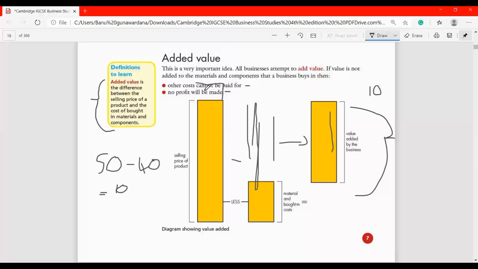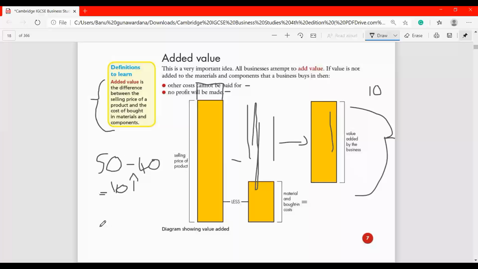Now over here in this milk carton example, as you can remember, we did about the milk carton which was sold at $50 and the cost was at $40. The added value was 10. So how can we increase the added value? Well, it's simple. The first way is to increase the price.